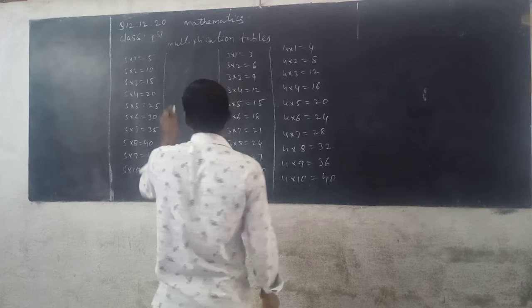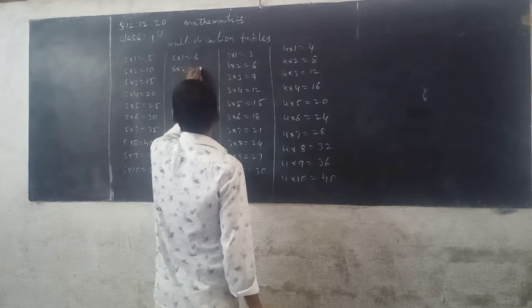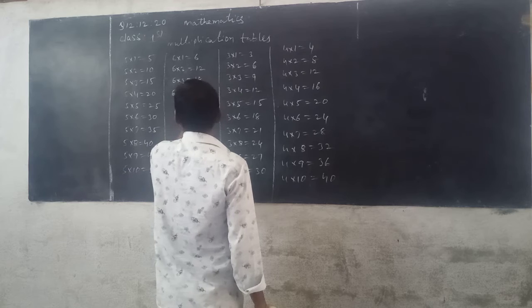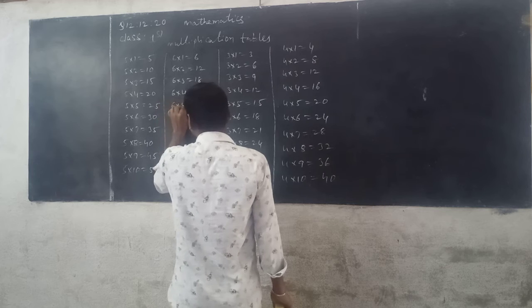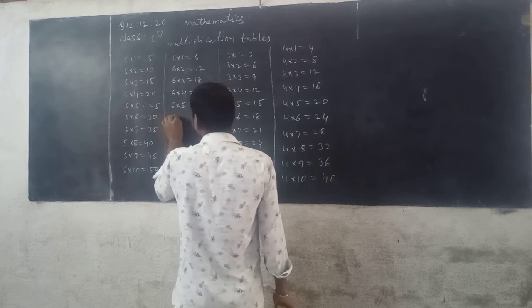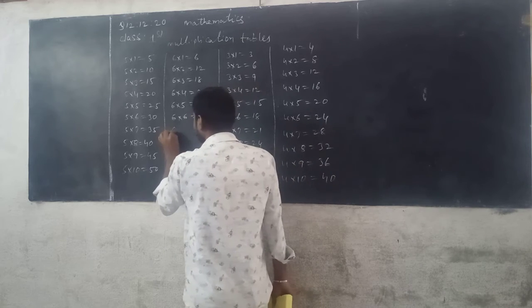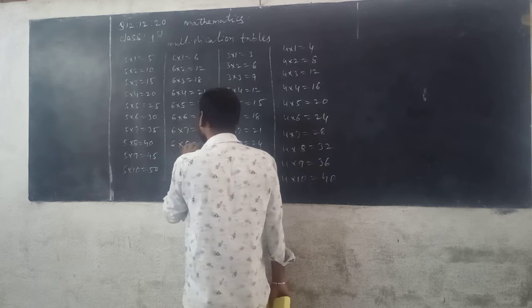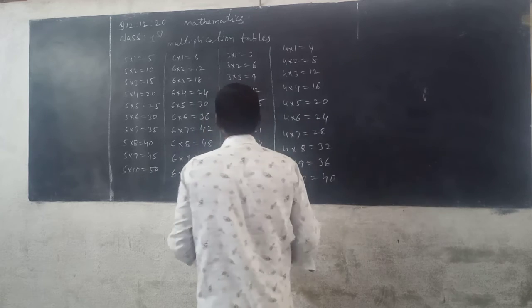Now sixth table. 6 1s are 6. 6 2s are 12. 6 3s are 18. 6 4s are 24. 6 5s are 30. 6 6s are 36. 6 7s are 42. 6 8s are 48. 6 9s are 54. 6 10s are 60.